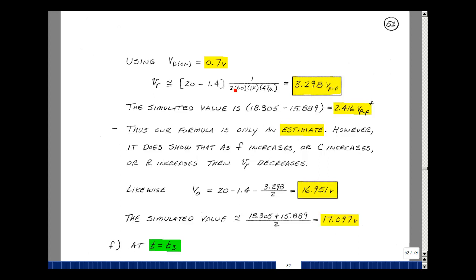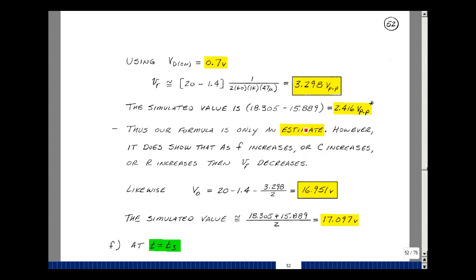On our simulation, if we take the difference between the max and the min on that ripple graph, it's 2.416 volts peak to peak. Now the reason we're off by about 26% is that we made an approximation that T3 minus T2 was equal to half the period, but it's actually a little bit smaller than that. In fact, it's about a third less. That's where we're getting roughly that 26% error. But the good news is that when we calculate this, the actual circuit's going to be better.